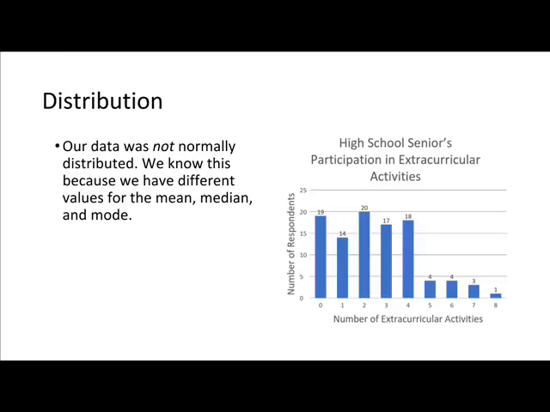We found that our data was not normally distributed. We know this because we have different values for the mean, median, and mode. While the median and mode equaled 2, the mean equaled 2.5. To the right, we have a graph of high school seniors' participation in extracurricular activities.